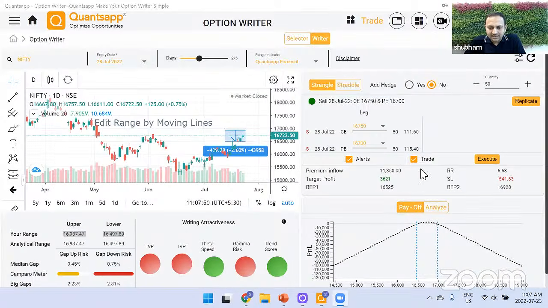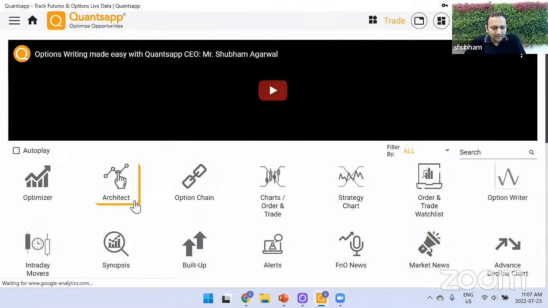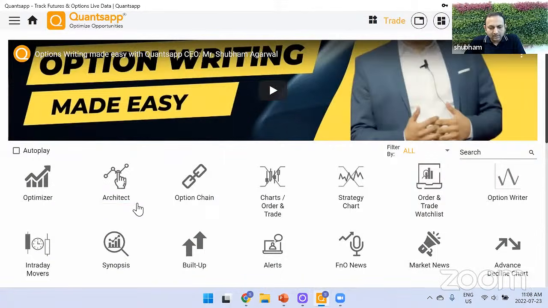Okay, so one query: what happens to the POP if hedged? Somebody has asked what will happen to the POP if I hedge. So the POP will change. Let me go back to the tool again. What I can do is take the same strategy and go to architect, to see how the POP changes.